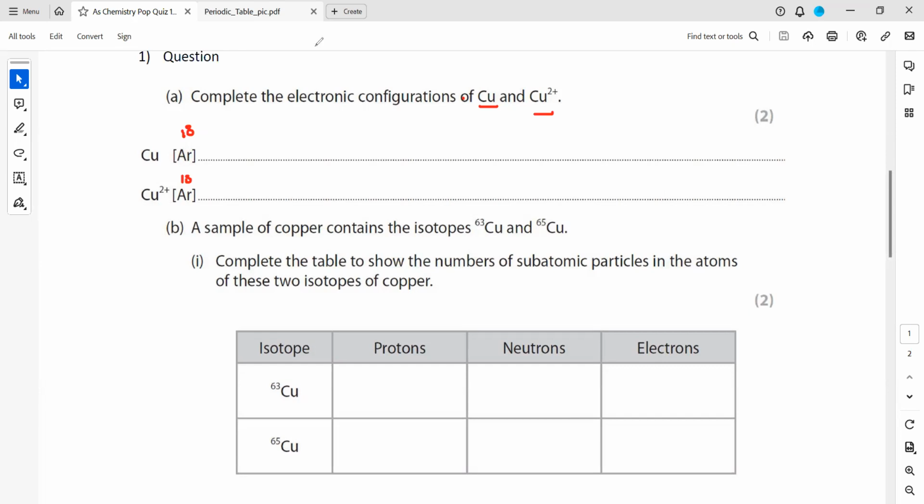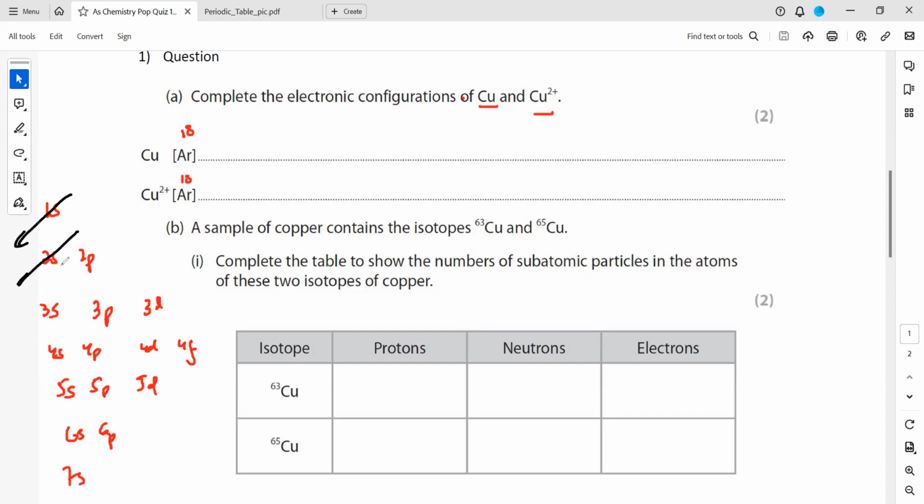So the configuration is 1s, 2s, 2p, 3s, 3p, 3d, 4s, 4p, 4d, 4f, 5s, 5p, 5d, 6s, 6p, and then 7s. So first it will go to 1s, then 2s, then 2p, 3s, then 3p, 4s, then 3d, 4p, and then 5s.